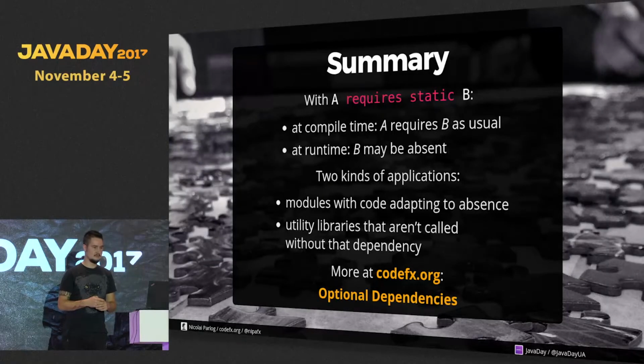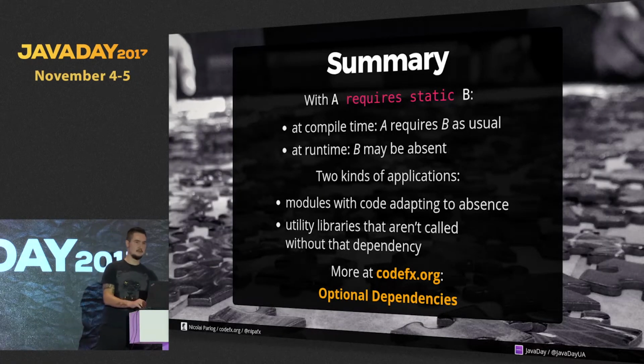So in summary, if A requires static B, then at compile time nothing changes, and at runtime B may be absent. And you can use that if you have code that adapts to the absence or that will never get called when something is absent. And once more, I wrote a little bit more about that. Also, now is your time for questions about optional dependencies.